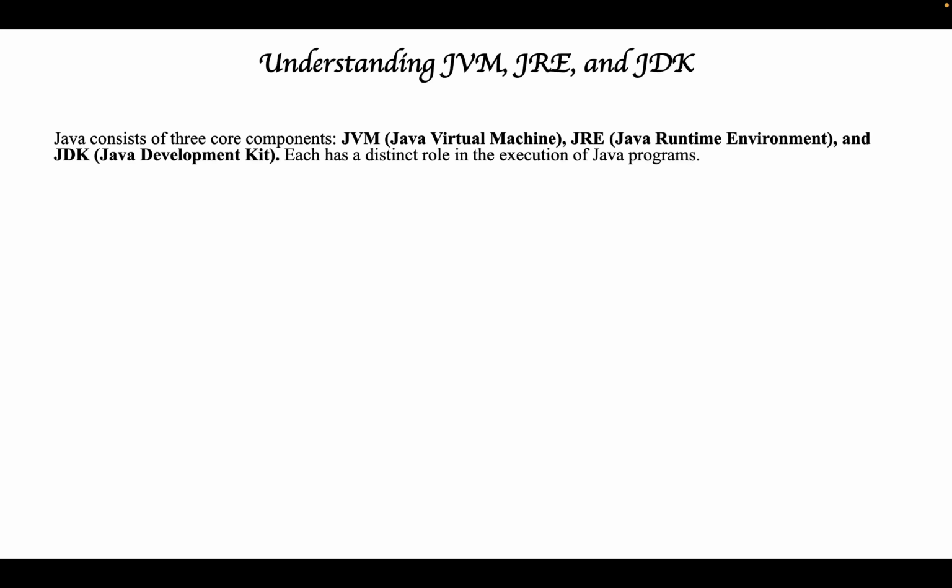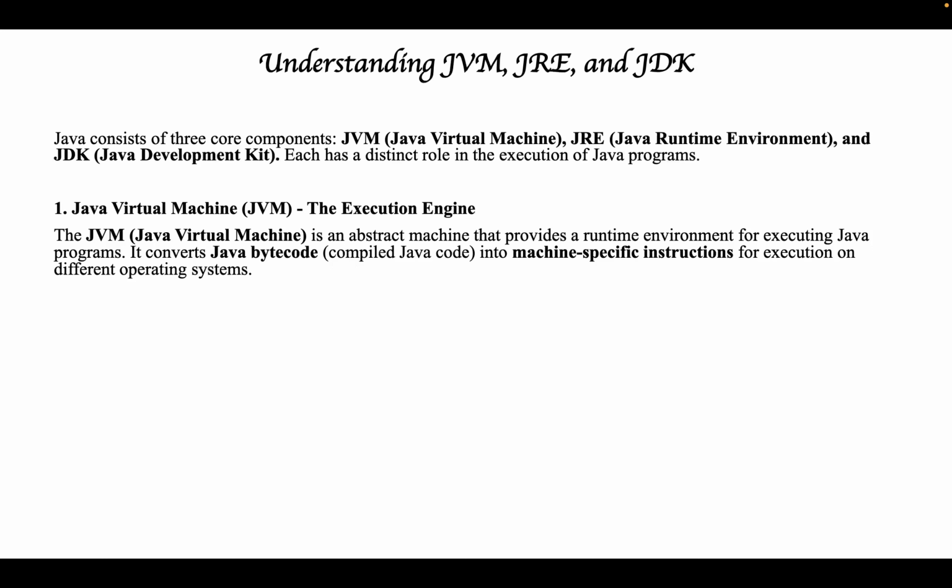Okay, Java consists of three core components, as I have told you earlier: JVM, Java Virtual Machine, JRE, Java Runtime Environment, and JDK, Java Development Kit. Each of these three components has its own role in the successful execution of your Java program. The Java Virtual Machine is the execution engine, the main engine. The JVM is an abstract machine that provides a runtime environment for executing Java programs. It converts Java bytecode into machine-specific instructions for execution on different operating systems.